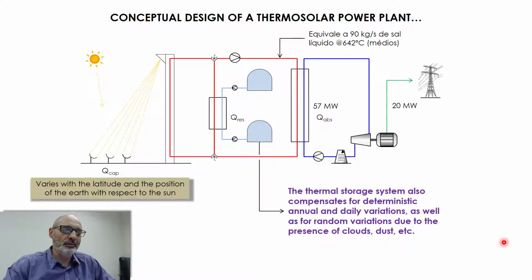Just to give you an idea of how we could do this, let's take a look at our power plant, how it's becoming to take shape now. Let's revise everything. We know that the surplus power is 20 megawatts. We need to absorb 57 megawatts from the heat source, from the primary cycle, at these conditions, roughly, sorry for the Portuguese, 90 kilograms per second at 642 degrees in average.